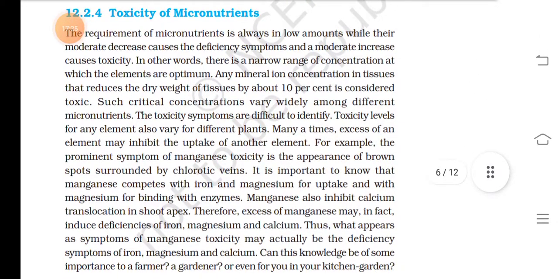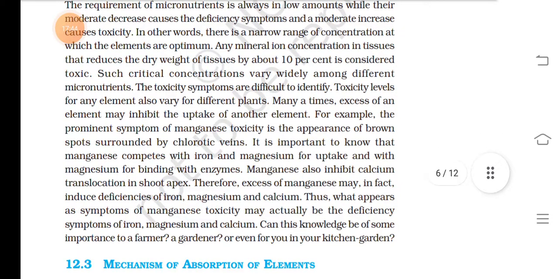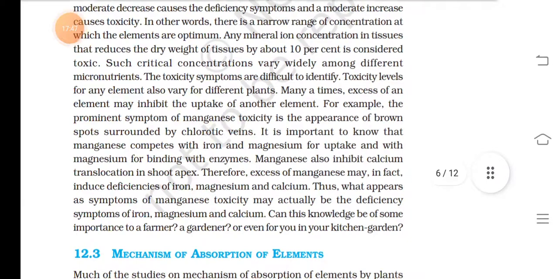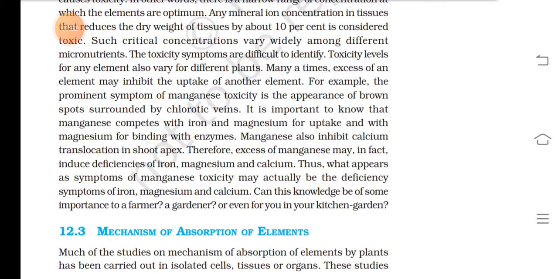12.24 Toxicity of micronutrients. The requirement of micronutrients is always low, while their moderate decrease causes deficiency symptoms and a moderate increase causes toxicity. In other words, there is a narrow range of concentration at which the elements are optimum. Any mineral ion concentration in tissues that reduces the dry weight of tissue by about 10% is considered toxic. Such critical concentrations vary widely among different micronutrients.